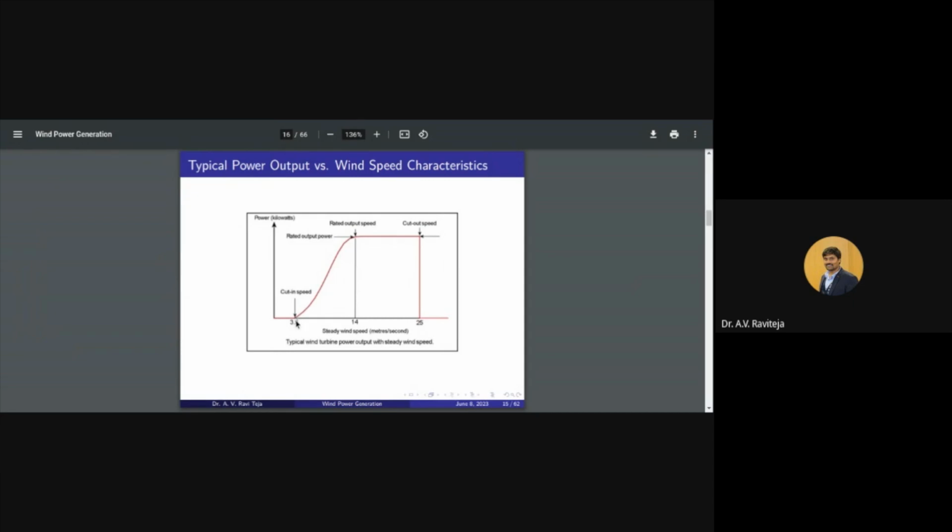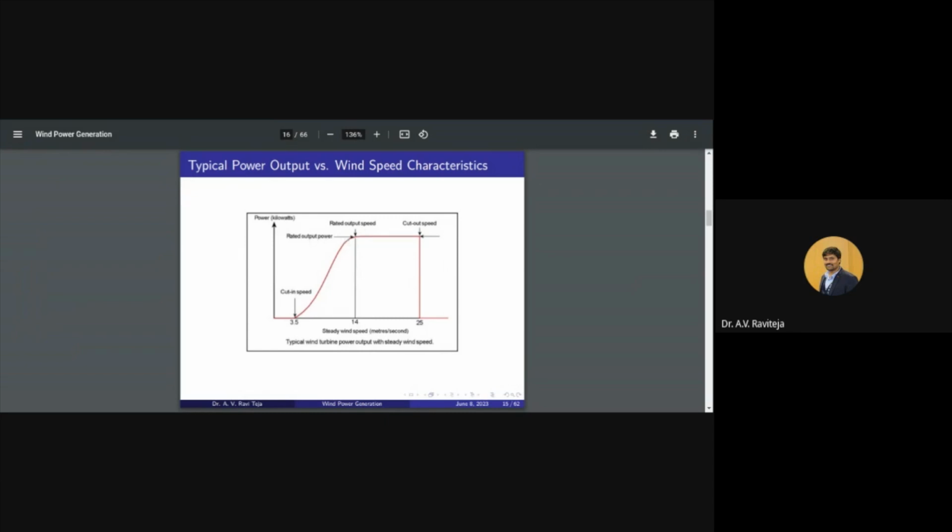Once the wind speed increases, you will start seeing a net output power after subtracting all the losses and all the efficiencies. Then you will have output power available at the terminals, on the electrical side, with fixed voltage and fixed frequency. As the wind speed increases, the power generated will increase. And once you reach the rated wind speed, you will have rated output power.